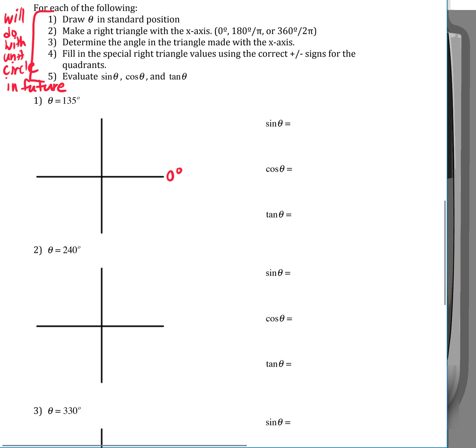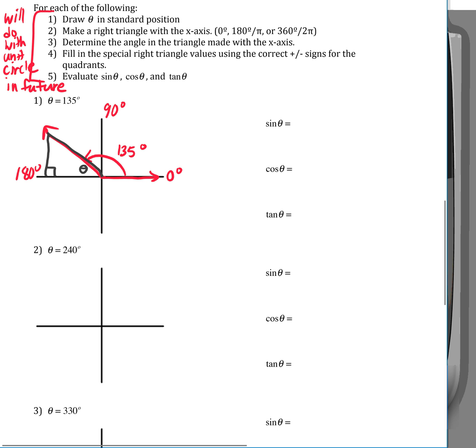So you still need to know your quadrantal angles. 135 is going to be in the second quadrant, right in the middle. This is kind of a combination of the unit circle stuff and the right triangle problems. We're now going to make a triangle with this and put a dummy theta in that spot to help us with listing out our values.